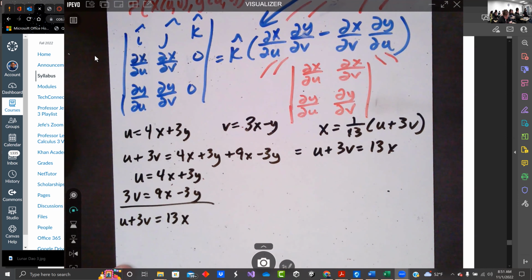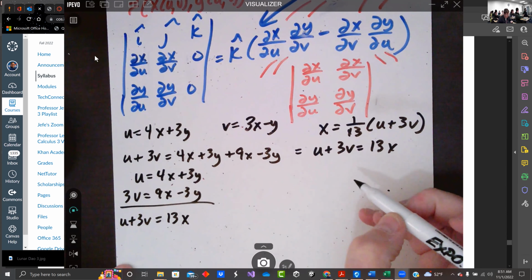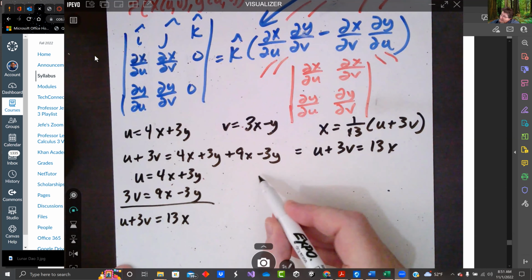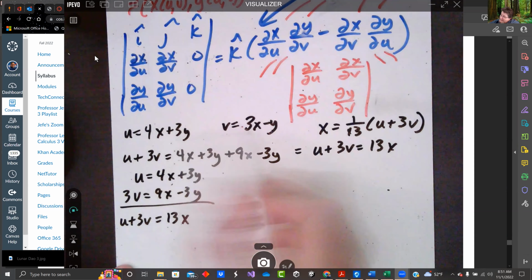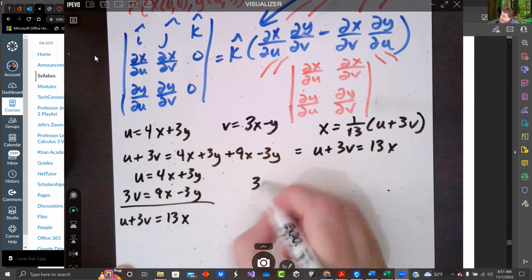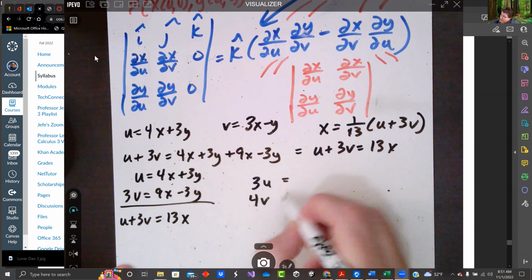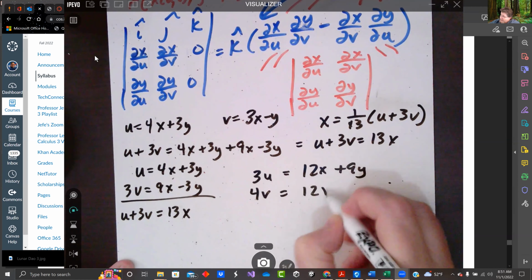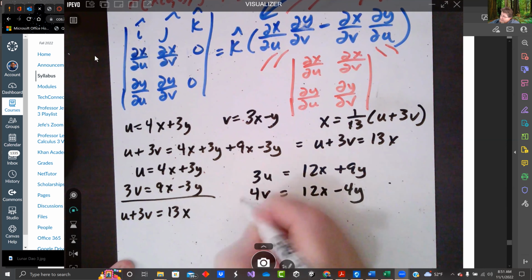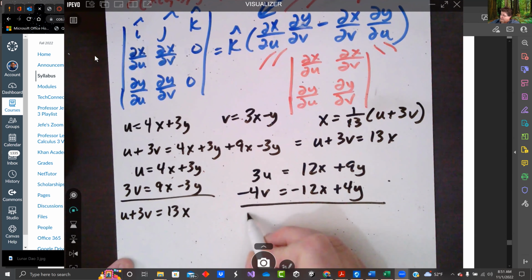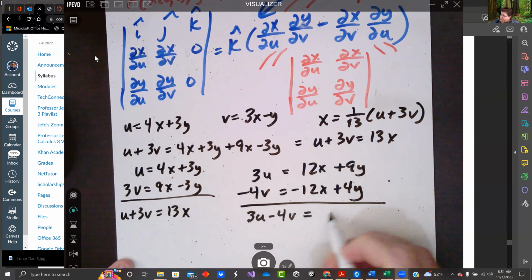I picked ugly numbers. I just randomly picked coefficients, and this is what you get when you randomly pick coefficients. So if I want to get rid of the x's, I could pick opposite coefficients. So I could do 3u and 4v. 3u gets me 12x plus 9y. 4v gets me 12x minus 4y. And then I'm going to make one of these negative. So if I do that, I'll change the signs there. And I get 3u minus 4v is 13y.